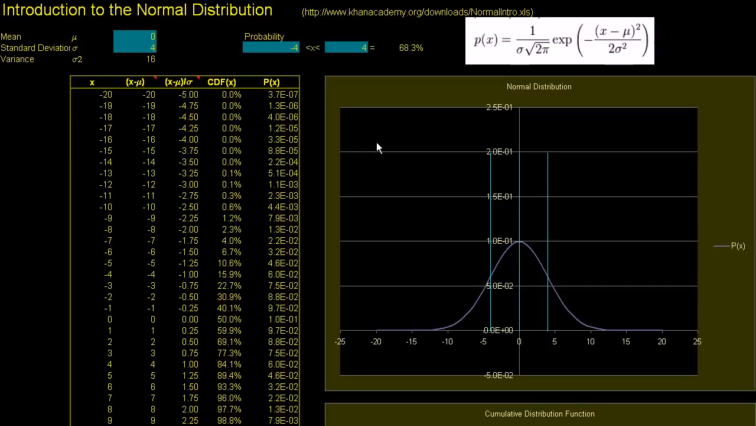And just in the rest of your life, if someone says, oh, we're assuming a normal distribution, you're like, oh, I know what that is. This is the formula, and I understand how to use it, et cetera, et cetera.